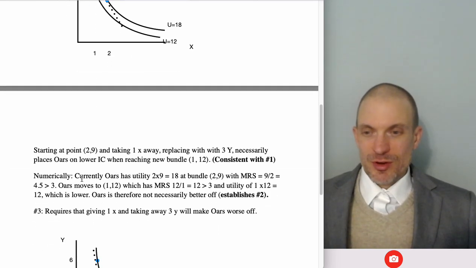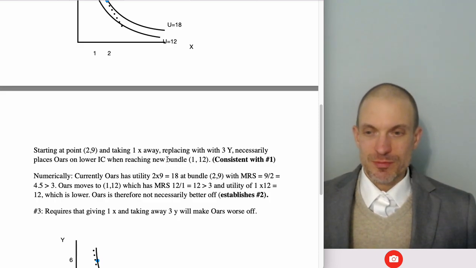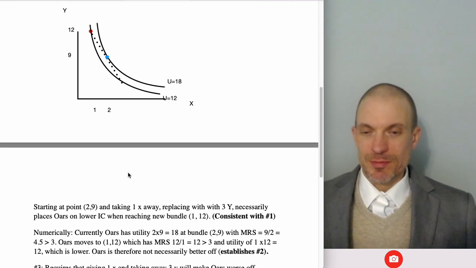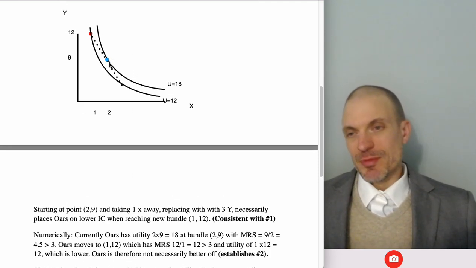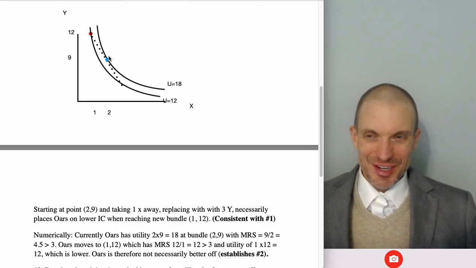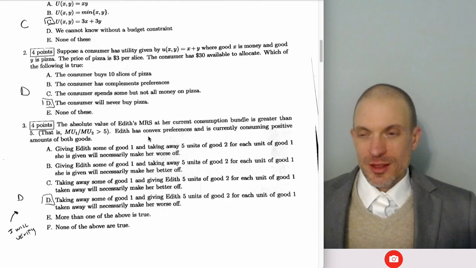What's the problem? Well, if we take 1 away and replace with 3y, we necessarily are going to be on a lower indifference curve because basically, well, you know, I have the write-up right here, but basically the issue is if we're moving over 1 and then up 1 at this kind of constant slope, that's not what the indifference curve is doing. It's got an increasing slope. And so we're going to be on a worse indifference curve. Okay, fine. So that was question 3.